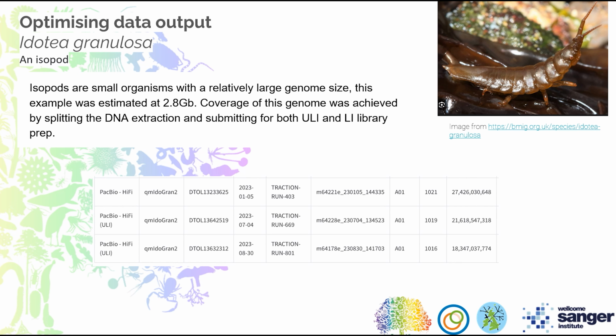These have all been run on the Revio. So we've got 27 gig from a low input library, and then we've managed to do 2 runs from a ULI, 21 and 18 gig each. So this is now data complete, which is fantastic, and it just enables us to really optimize the amount of DNA that we're able to extract.